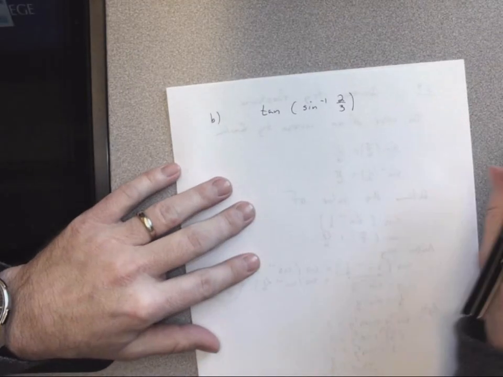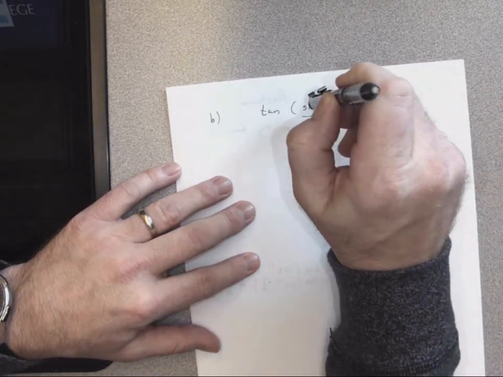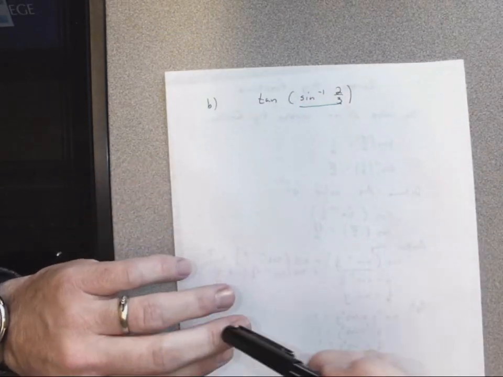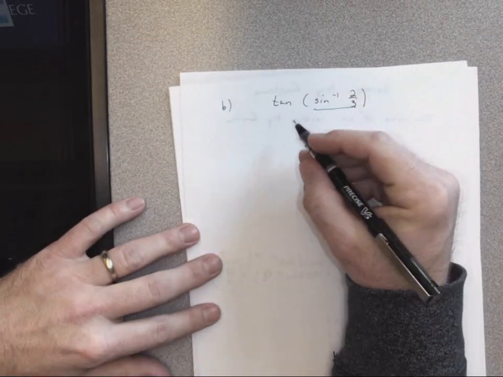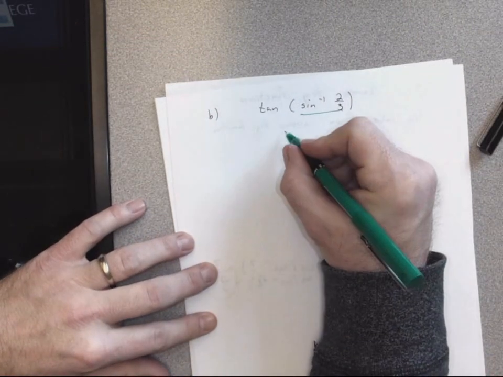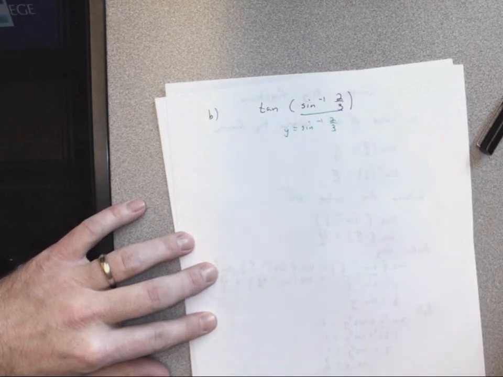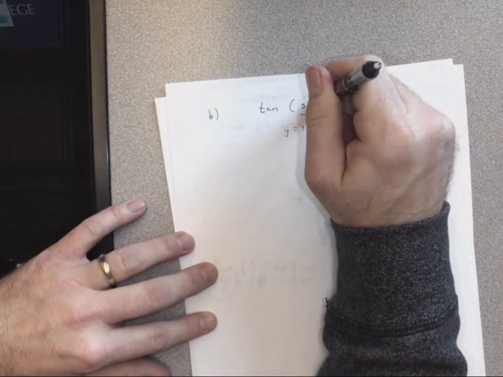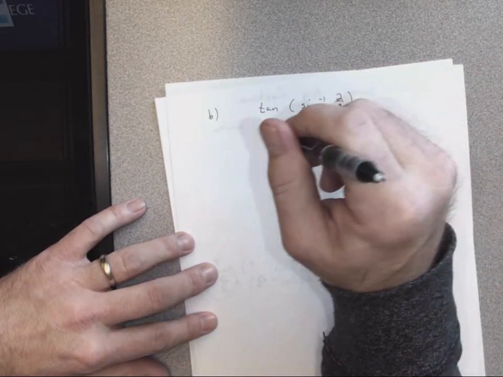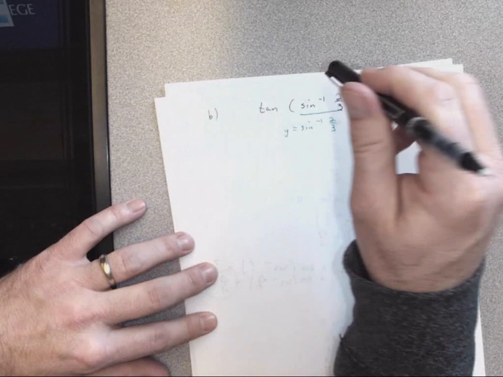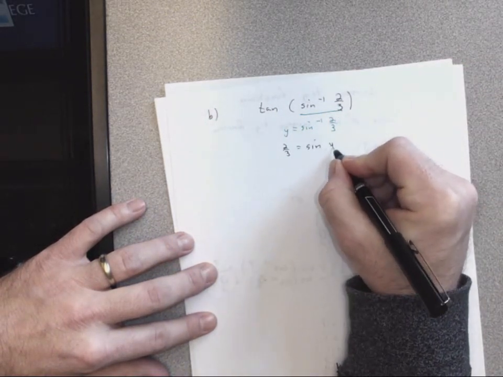So what I'm first going to do is call this thing y. What I want to do is turn this into a tangent inverse. That's my goal. So what I know is that this expression, y, is equal to the sine inverse of 2/3. Now I can't turn a sine inverse into a tangent inverse, but I can turn a sine into a tangent, because if I have one trig function, I know I have all trig functions. So 2/3 is equal to the sine of y.